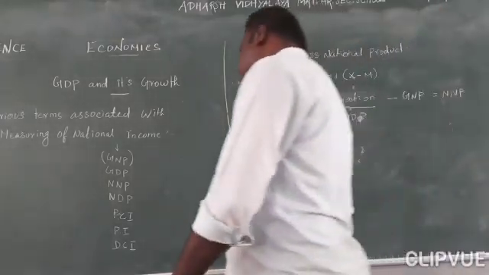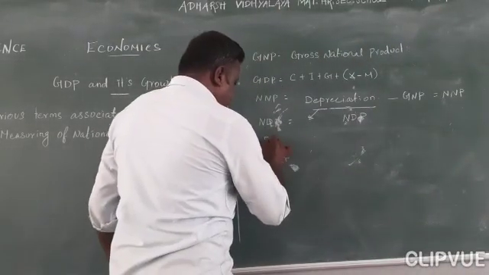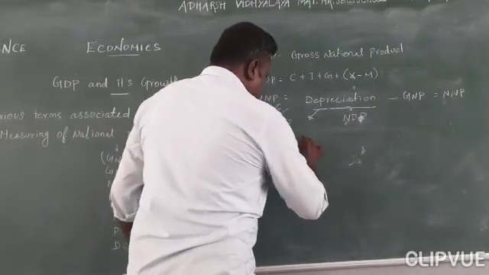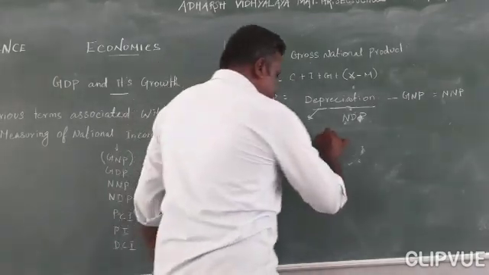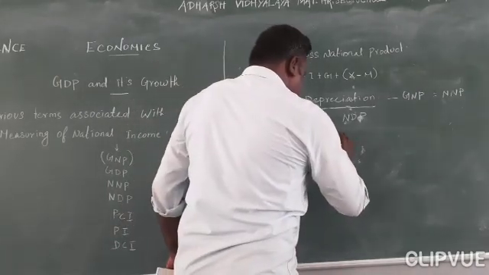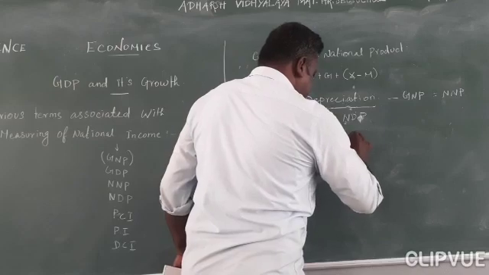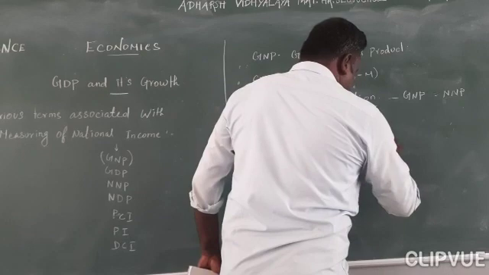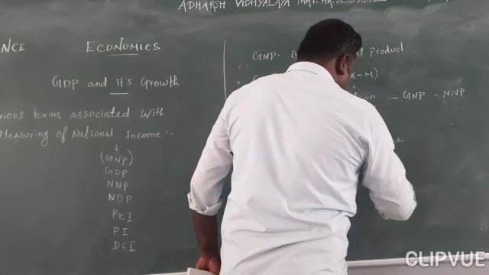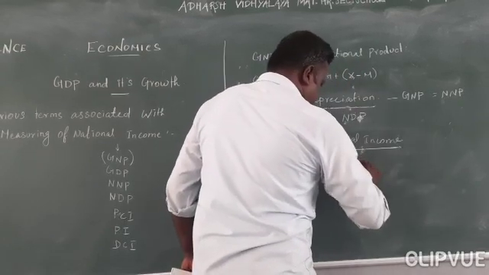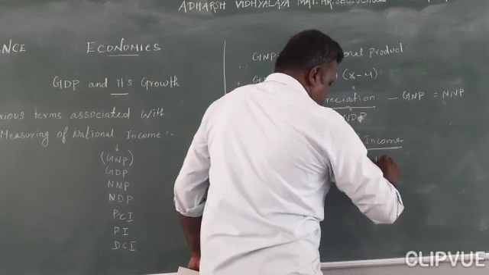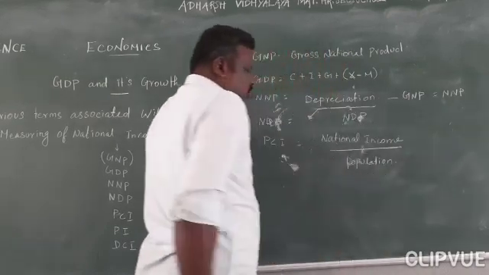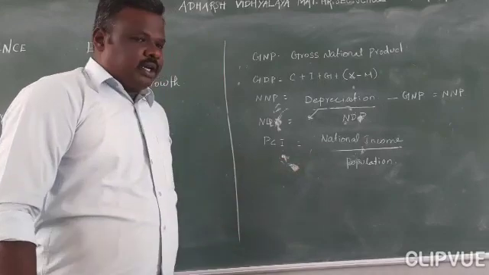Okay. Next we'll see per capita income. Per capita income also has a formula: national income divided by population. So this is the formula of per capita income.